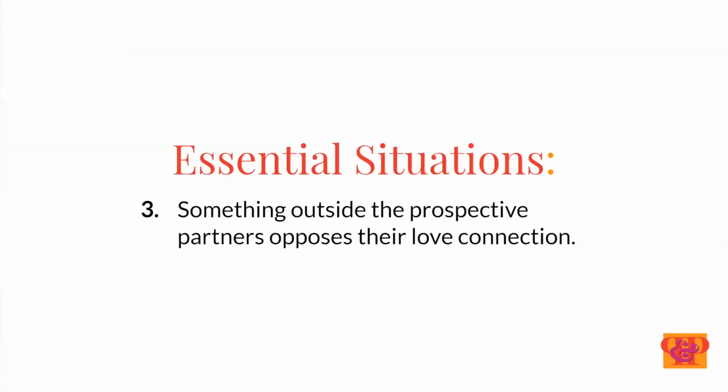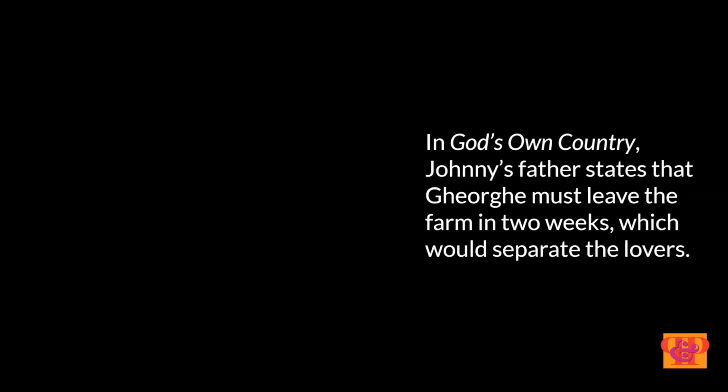The third essential situation is something outside the partners opposes their love connection. They could be on opposing teams or warring clans. They could be separated by land or time or bound by familial obligations, etc. The opposition is usually embodied by characters such as the hinderer. In God's Own Country, Johnny's father, the hinderer, states that George must leave the farm in 2 weeks, which would obviously separate the partners.